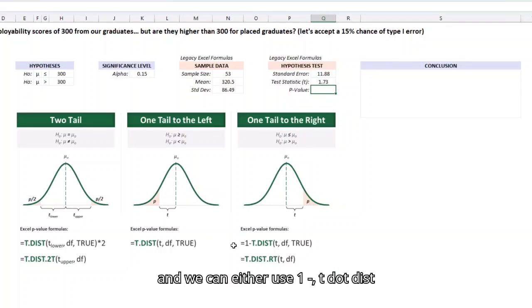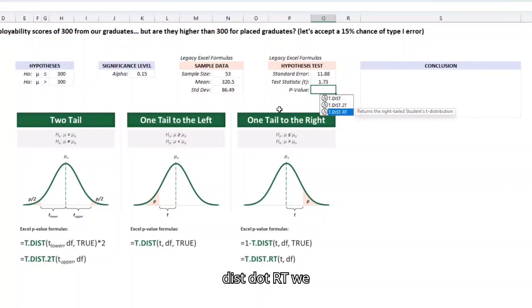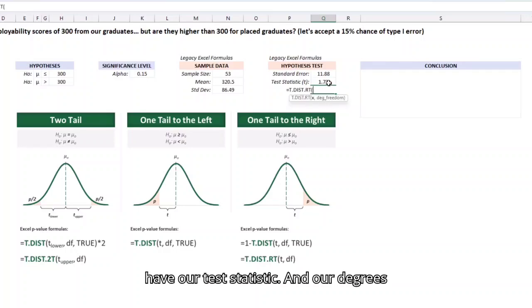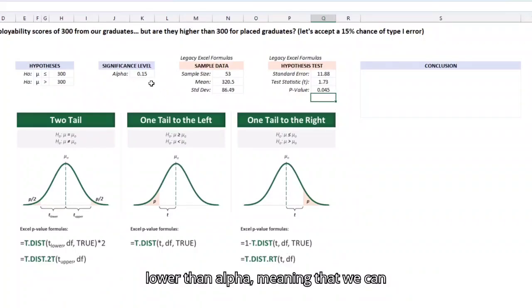And we can either use 1 minus t.dist, or let's try the t.dist.rt function. So t.dist.rt, we have our test statistic, and our degrees of freedom is going to be the sample size minus 1. Press enter, and we get a p-value of 0.045, which is lower than alpha, meaning that we can reject the null hypothesis and accept the alternative hypothesis.